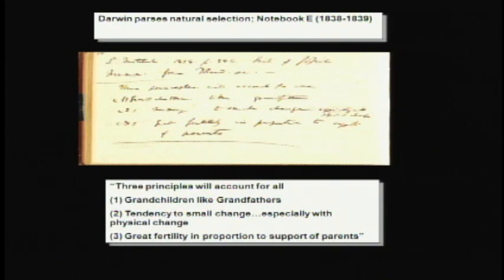Darwin, in concert with a lot of his peers back then, thought that there was environmental determinism influencing the expression of variation in populations. Kind of hip to go back to that a little bit these days in certain contexts anyway. But when I grew up, of course, that was a no-no. But there's variation out there, in other words. And it's heritable variation because grandchildren are like grandfathers. And then the Malthusian point, great fertility in proportion to support of parents.